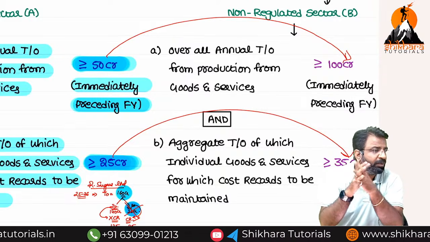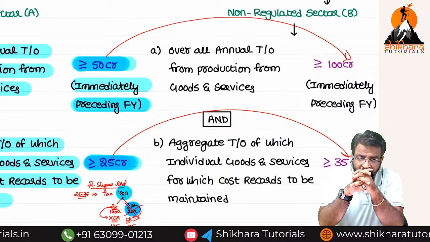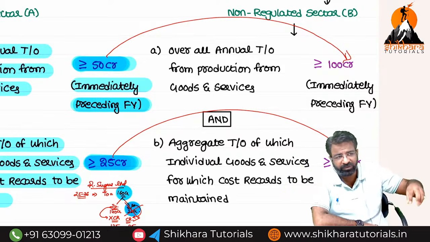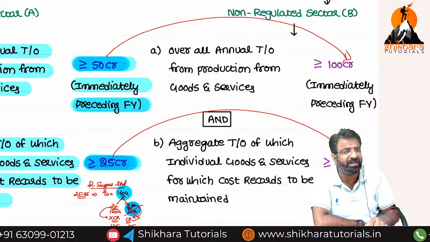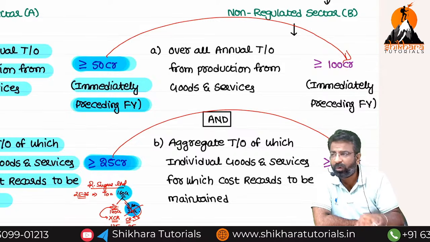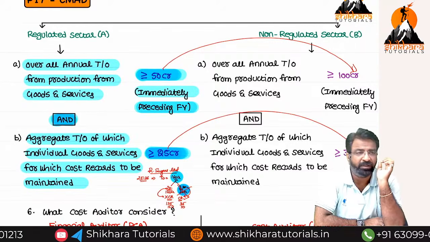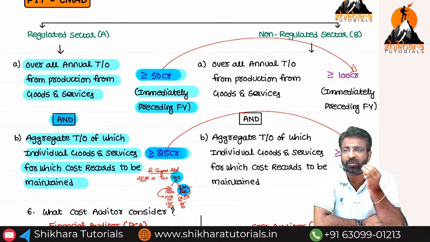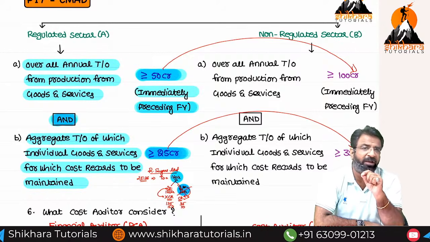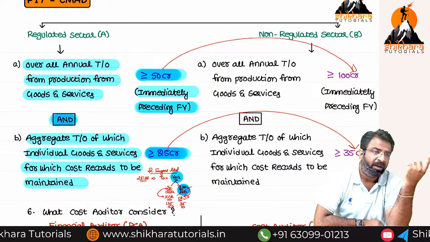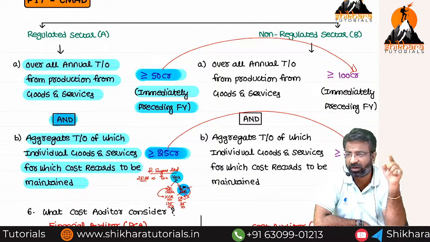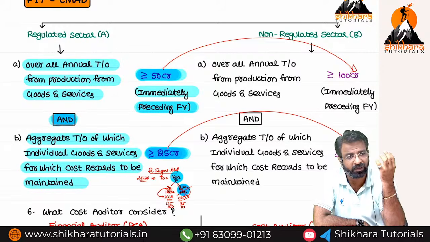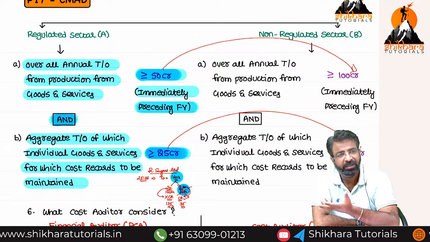Tell me the provisions relating to cost audit. It depends upon whether the client belongs to a regulated sector or unregulated sector. If it belongs to the regulated sector, two conditions are required to be satisfied. What are both conditions? Annual overall turnover should be greater than or equal to 50 crores, and turnover from those goods and services for which cost records are required to be maintained should also be greater than or equal to 25 crores. And on the other side, in the unregulated sector, it is greater than or equal to 100 crores and greater than or equal to 35 crores. Did you understand the point?